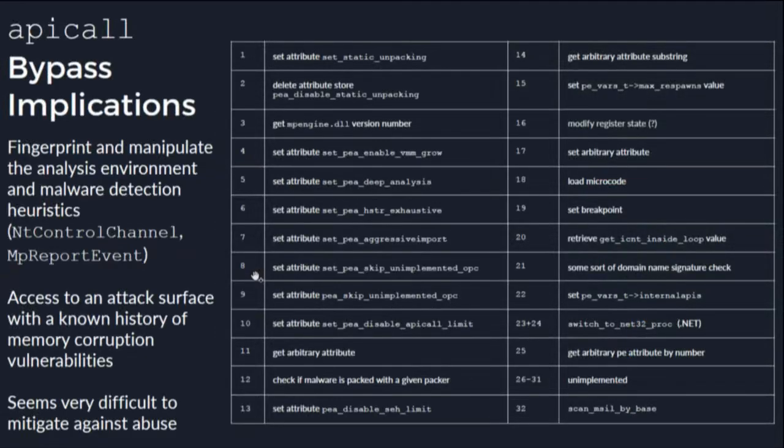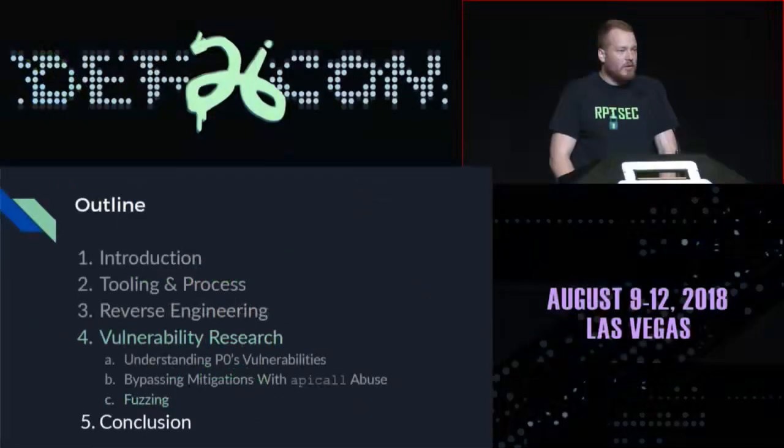Now, the implications of this is we can hit these internal debug interfaces with attacker-controlled arguments. Probably not a good idea. Finally, I want to talk a bit about fuzzing.